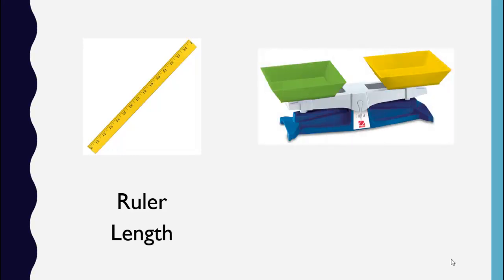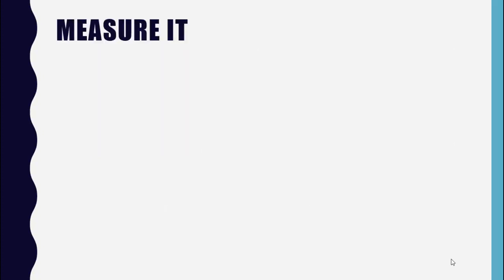First, what do you see in this picture? Yeah, this is a ruler. And what do we use the ruler for? We use it to measure the length. And also, what is this? This is called a hand balance, and we use the hand balance for measuring the mass. So this is a tool that we use to measure something. Also, we can use some tools to measure the weather.